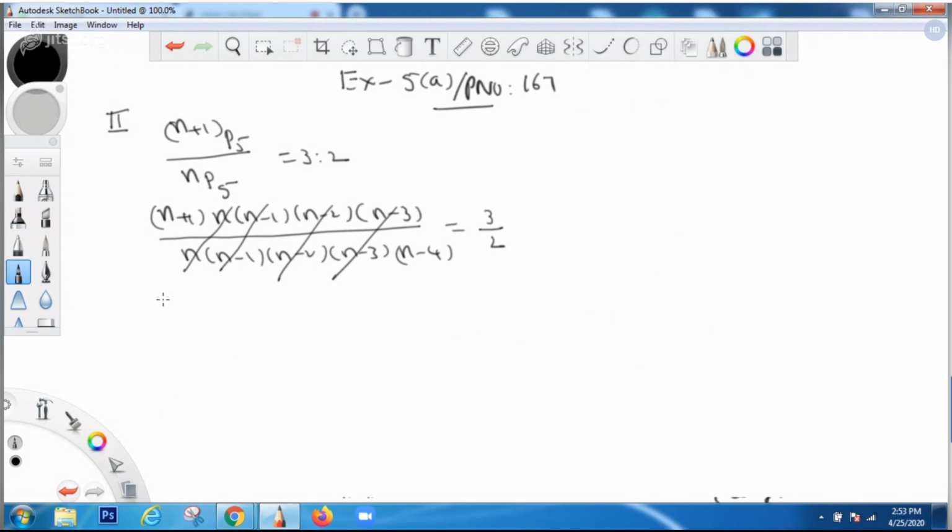The question is (n plus 1) P5 by nP6 is equal to 2 by 7. That is the question. Okay, this is another question. Right, this question is different, that question is different.